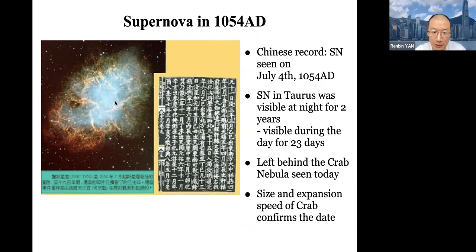And that was a supernova in the Milky Way that is not too far away from us, about 6,000 light years away. It's very nearby in terms of astronomical distance. It was so bright, it was visible for months, visible during the day, and visible at night for almost 2 years. And it left behind this beautiful nebula in that direction today.